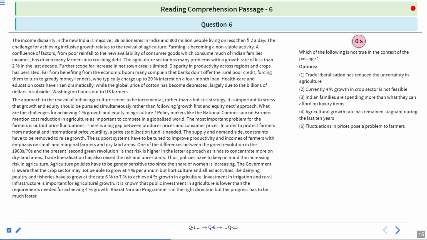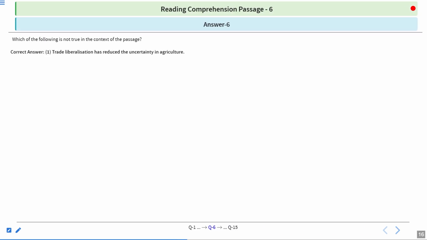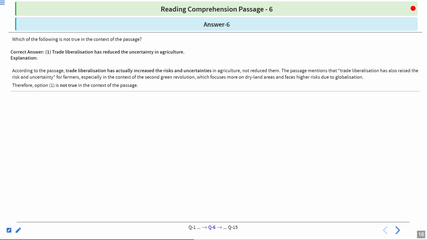I hope you've chosen the right one. Let's move to the correct answer. The correct answer is 1, trade liberalization has reduced the uncertainty in agriculture. According to the passage, trade liberalization has actually increased the risk and uncertainties in agriculture, not reduced them. The passage mentioned that trade liberalization has also raised risk and uncertainty for farmers, especially in the context of the second green revolution, which focuses more on dry land areas and faces higher risk due to globalization. Therefore, option 1 is not true in the context of the passage.